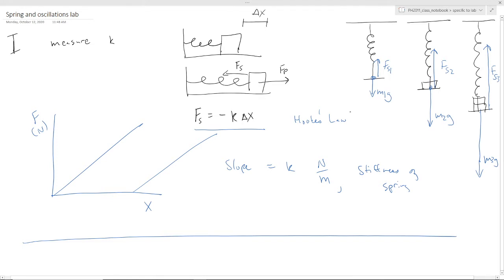And then one other thing I would note is that in addition to the slope, you can get delta K from your regression analysis. We'll do that as well.